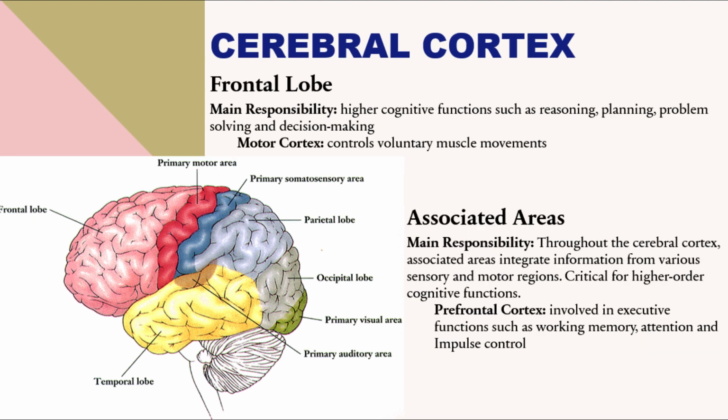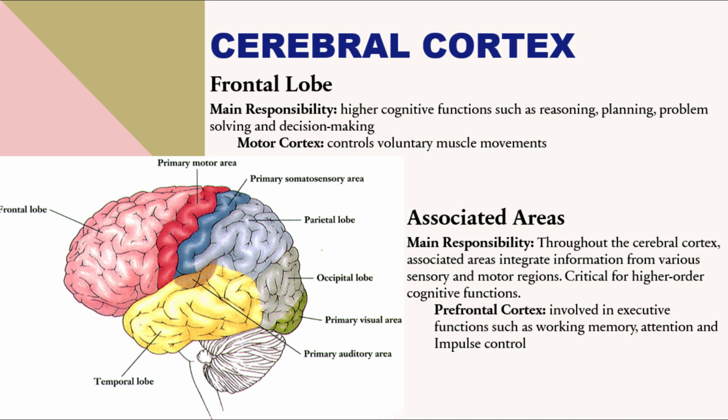The frontal lobe is located at the front of the cerebral cortex. This region is associated with higher cognitive functions, including reasoning, planning, problem-solving, decision-making, personality, and voluntary muscle movement. It also contains the motor cortex, which controls voluntary muscle movement.